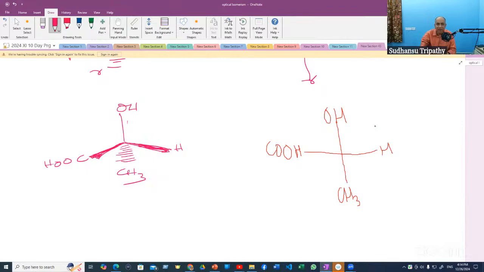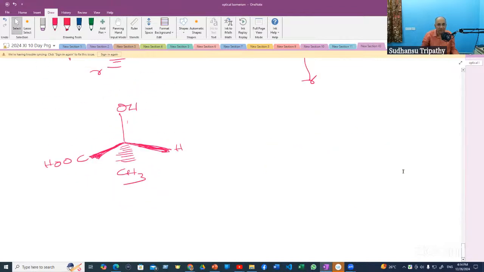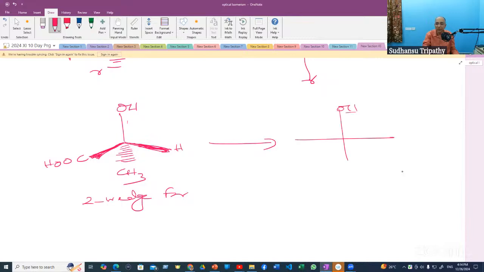Yes, this OH and methyl, they were in the vertical plane. So they will give vertical projection. COOH and H were in the horizontal plane, but they're projecting upwards, above the plane. So they will be giving the horizontal projection. But just erase it. So this is the two ways formula, and this is the Fisher formula. It is very easy to convert two ways formula to Fisher formula.